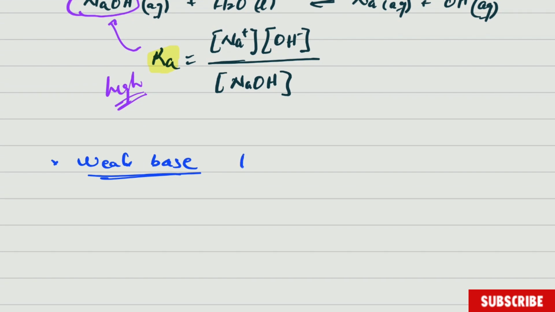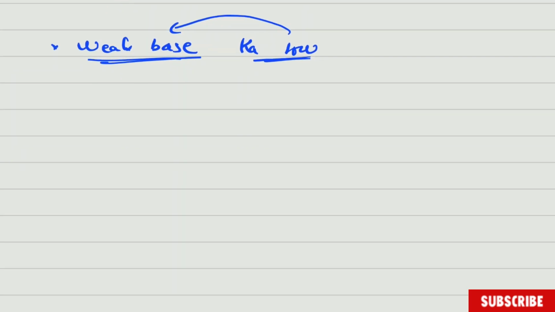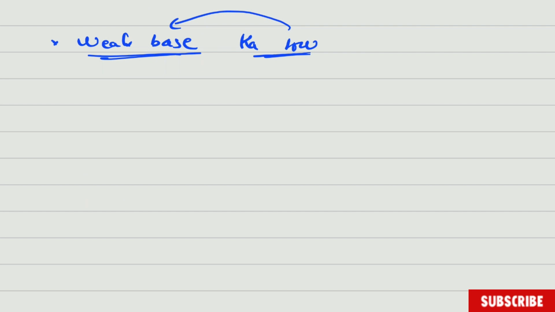The Ka will be low. The Ka will be low for weak bases. One example, remember we mentioned that one in previous videos, is ammonia. So if we have NH3, which is an aqueous solution, it is going to dissociate in water. In this case, because it's a weak base, it's not going to dissociate completely. It's going to dissociate incompletely. So in this case, the arrow will be shifted to the left. That is what happens there.